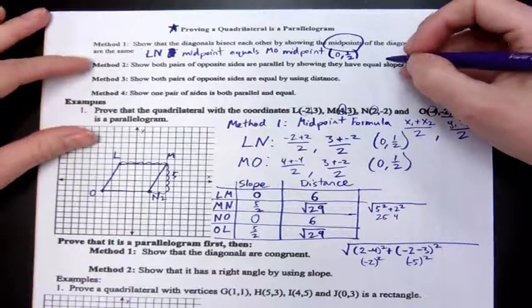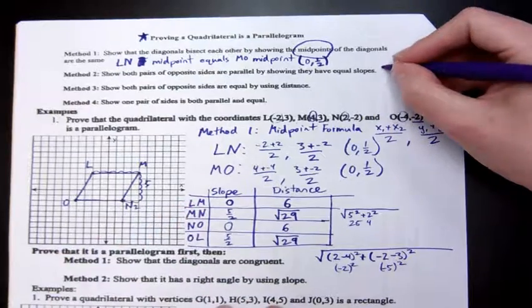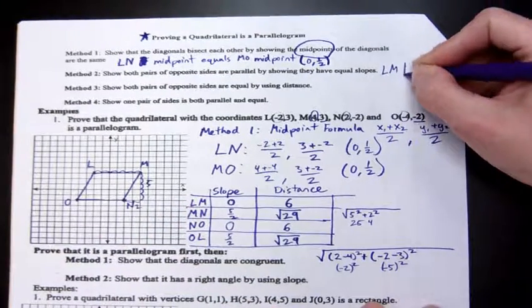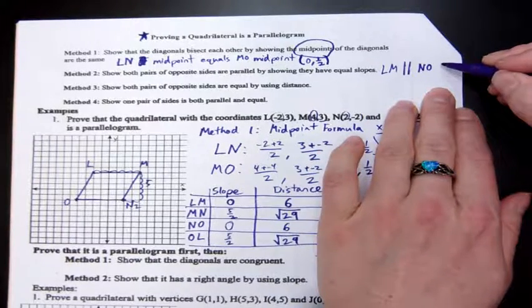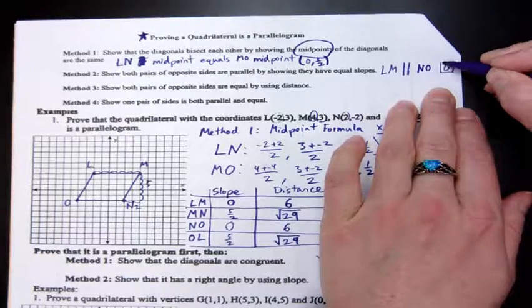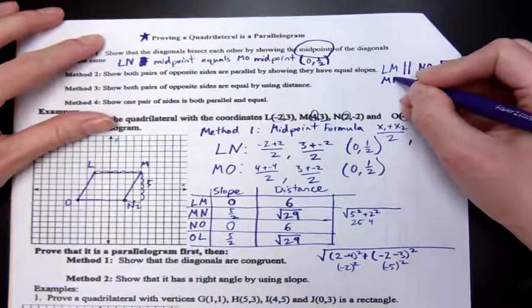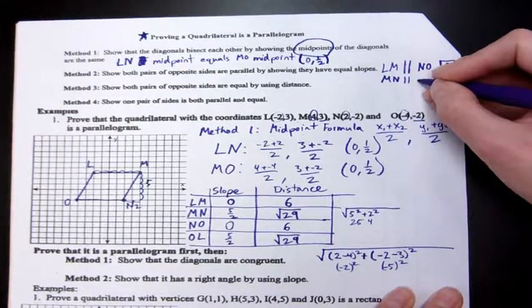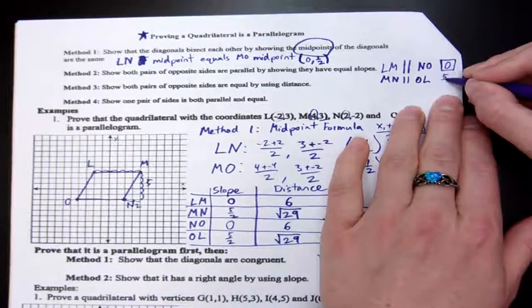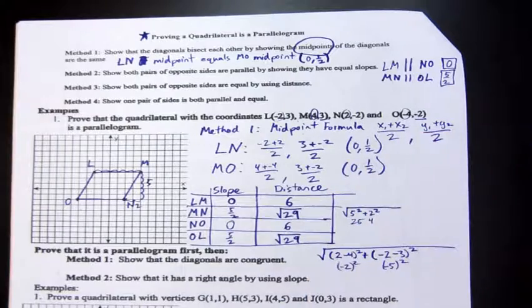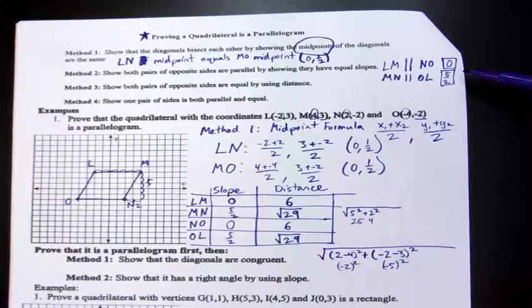Okay, both pairs of opposite sides are parallel, so they have equal slopes. So I take my opposite sides and write LM is parallel, using my parallel symbol, to NO, and I'm going to put my slope there just to show that's my evidence that they're parallel. They both have a slope of 0. And then MN is parallel to OL. They both have a slope of 5 over 2. So the proof statement is just telling me what I've proved and then what that slope is.